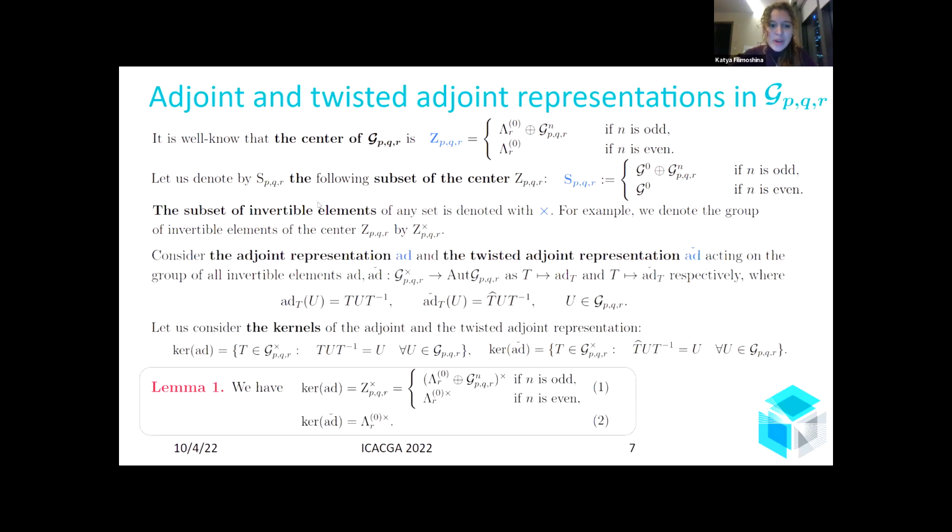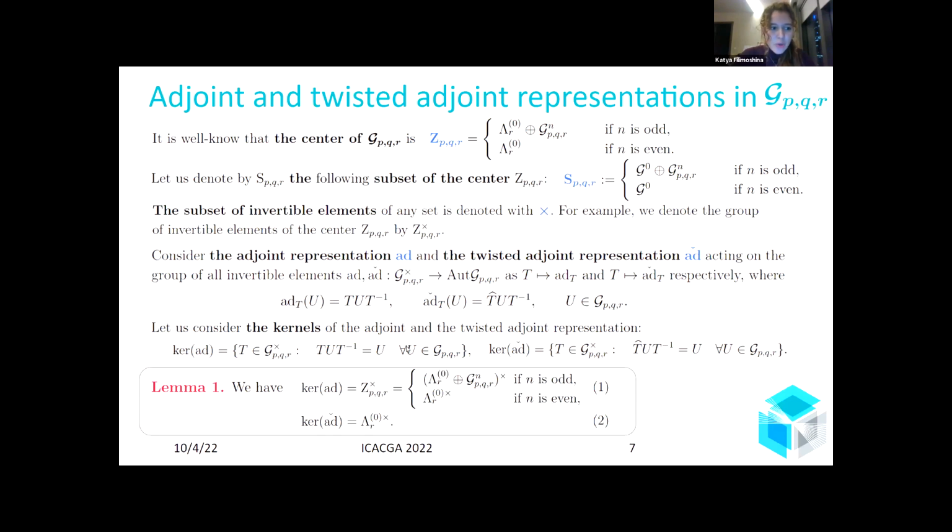In our work, we consider the 4 types of groups preserving the even and odd subspaces under the adjoint and twisted adjoint representations. We denote the adjoint representation by ad, and the twisted adjoint representation by ad with the check mark. They act on the group of all invertible elements in the following way, where U is a multivector.